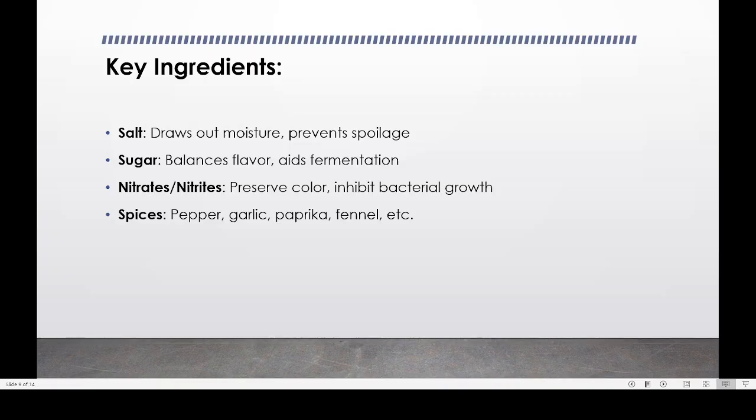Then the second one is sugar. Sugar also helps in creating a special flavor and aids in fermentation. Then nitrate and nitrite preserve color and inhibit bacterial growth. That is another kind of salt. Then spices: pepper, garlic, paprika, fennel. Now I will show you how.